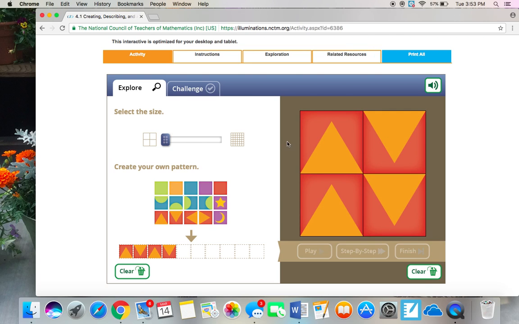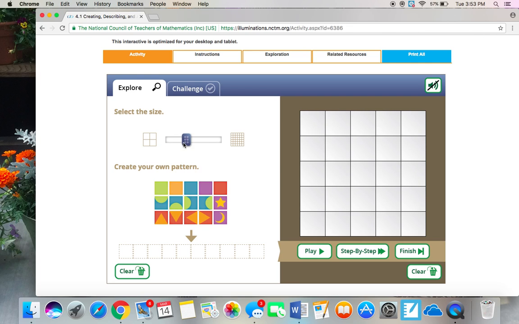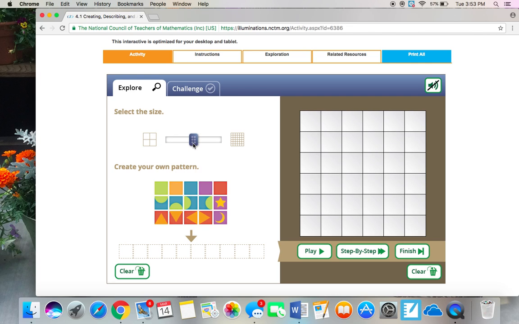All right, so then as our students get older, I'm going to go ahead and clear my board, and clear my tiles, and I think I'm going to turn the volume down. Okay, now as we make this a little more challenging for older students, now you can see I have a grid that is 6 by 6, 6 down, 6 across. So this starts to become more challenging.